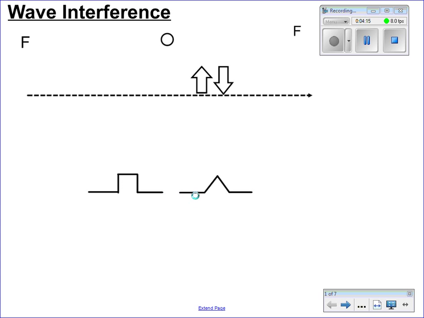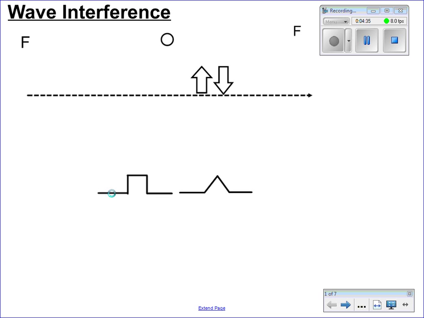If the first wave, this triangular wave, was traveling to the left, and the rectangular wave was traveling to the right. We won't deal with these kinds of waves in this course, but they're easier to visualize when we put them together. What we have to do to draw the resultant wave is we have to imagine these waves adding together.